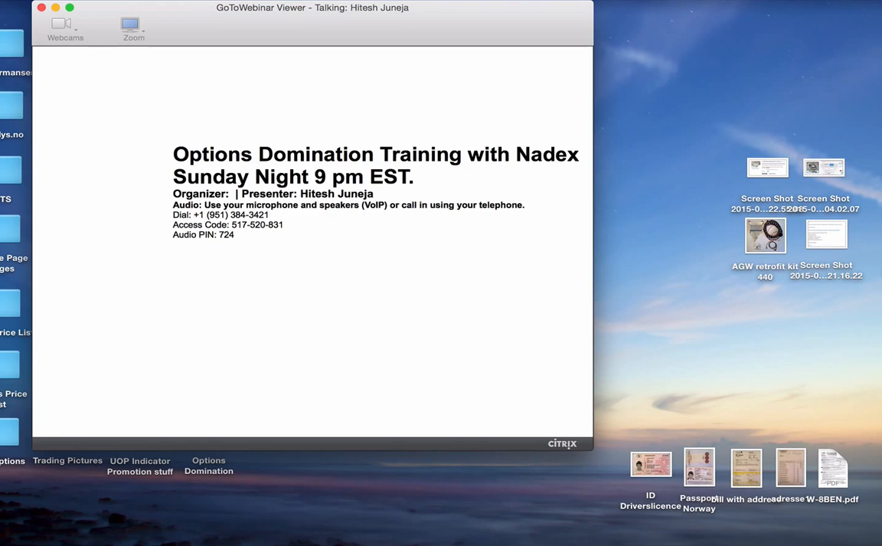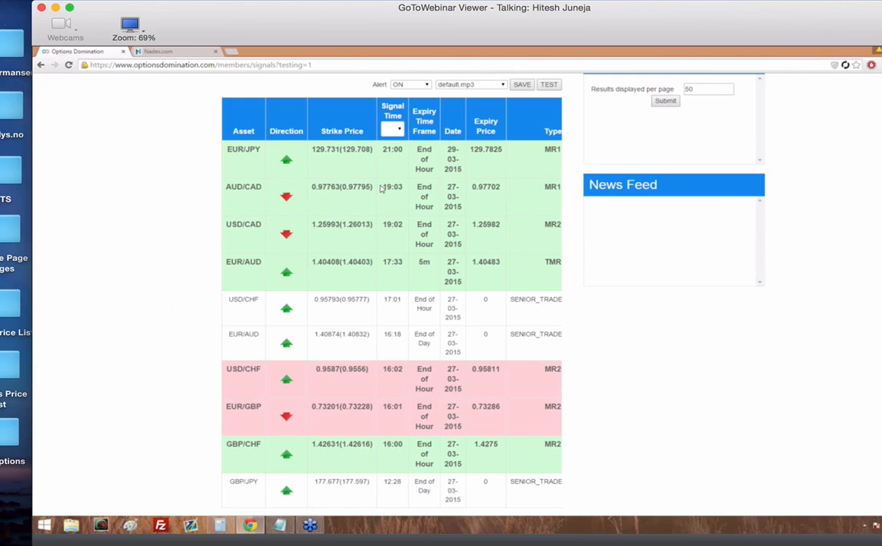So I'm logged into the options domination signals table. I'm looking at a signals table right now. Okay, you can see right here is a new box. It's called the news feed box. Now I've actually removed all the news from here. I wasn't planning on showing this earlier today, but I think it's very pertinent.